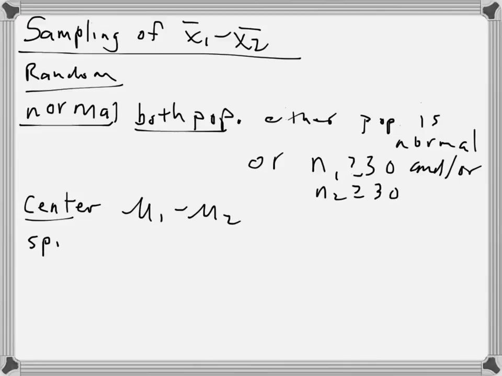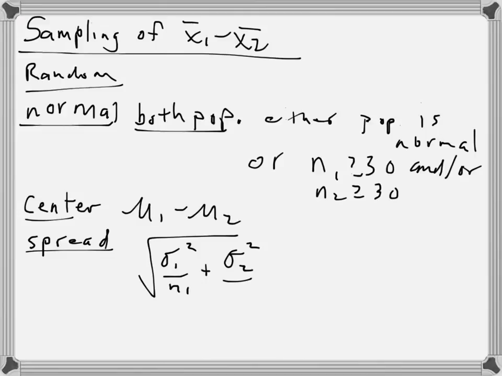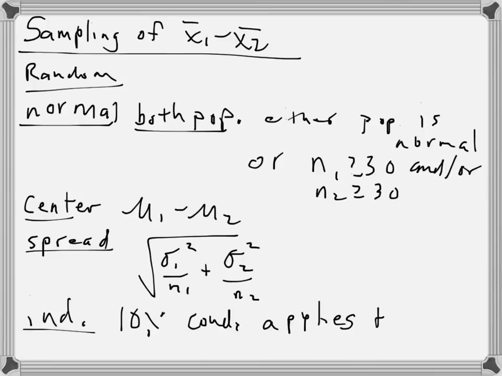And then the spread, or the standard deviation, is going to be the square root of the standard deviation of the first population squared over n1, plus the standard deviation of the other population squared, divided by n2. And again, we have an independence condition, that 10% condition when sampling, that applies to both. Again, we have to check two populations.